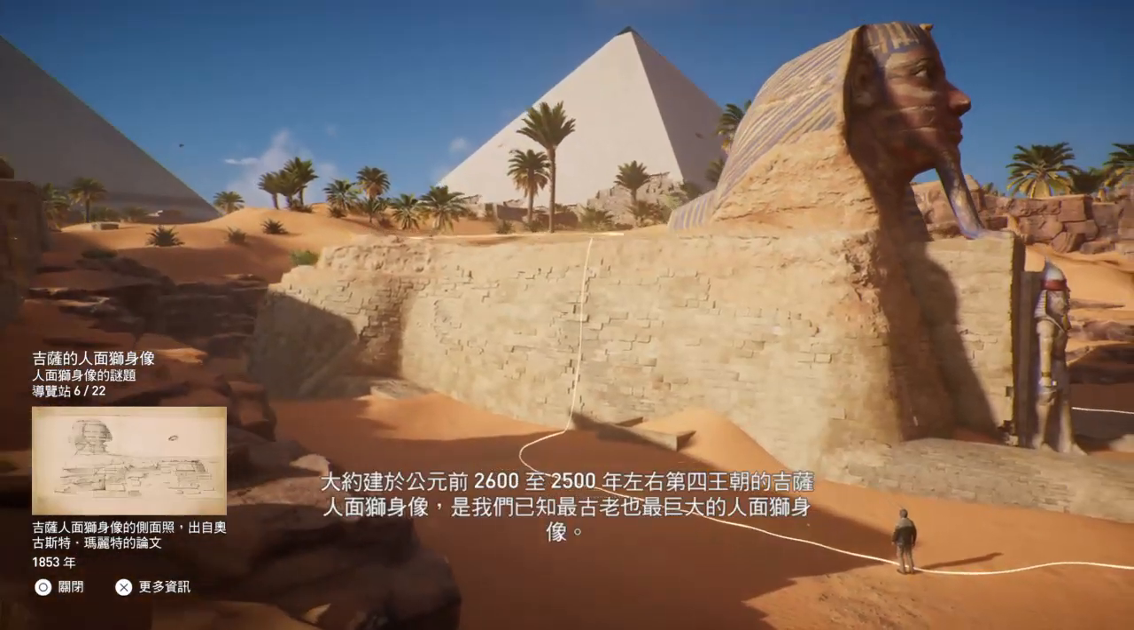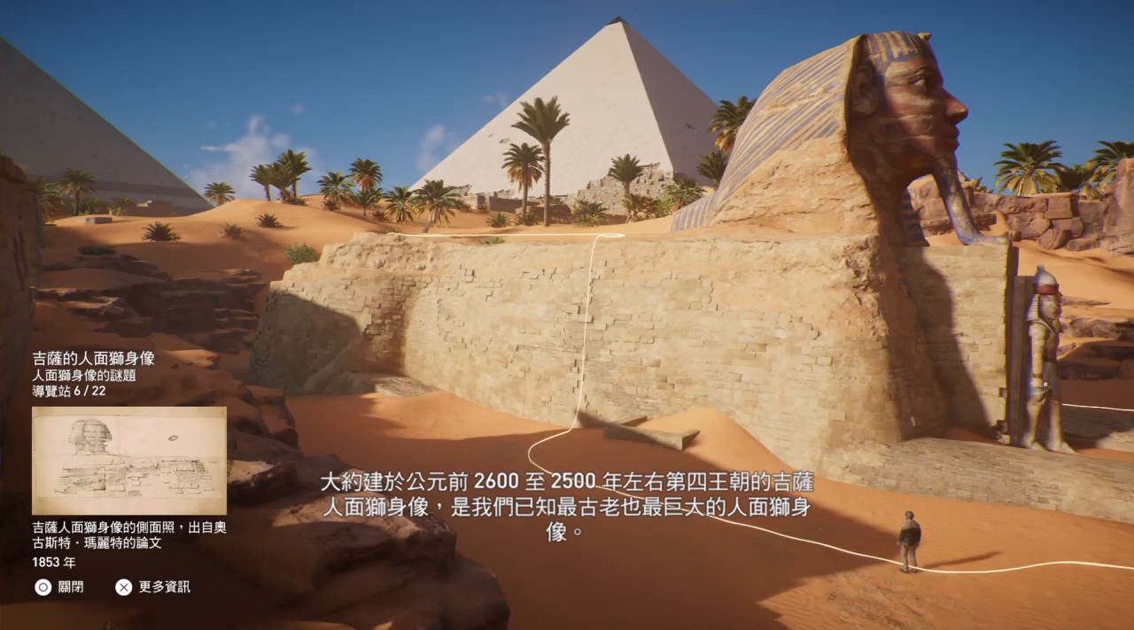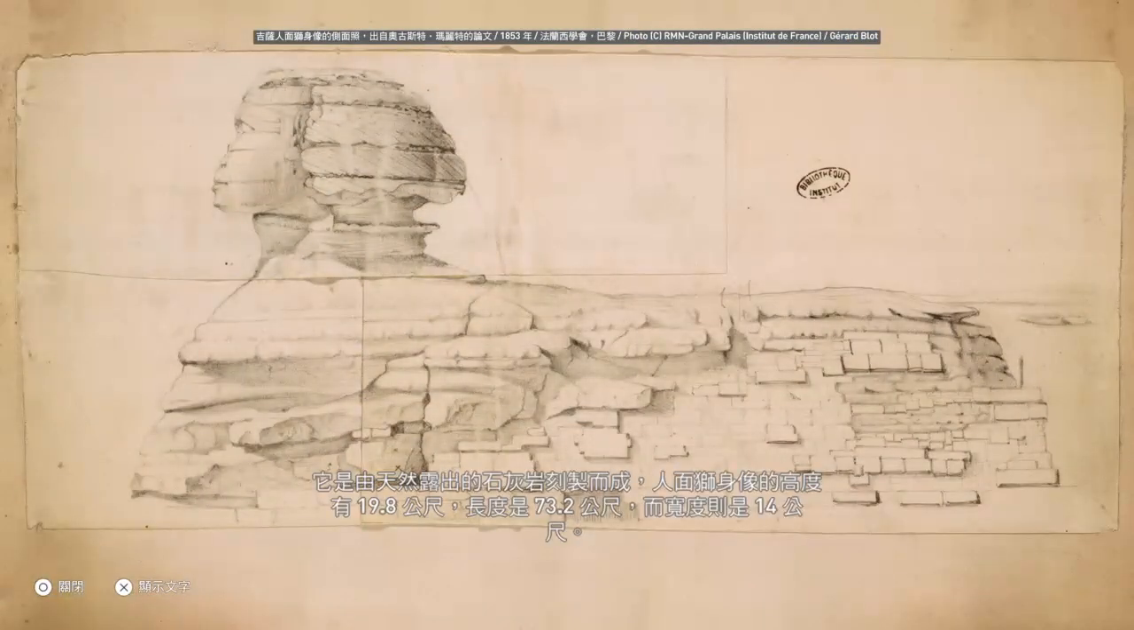Dating from the 4th dynasty, approximately 2600 to 2500 BCE, the Great Sphinx of Giza is the oldest and largest sphinx that we know of. Carved from a natural limestone outcrop, the Sphinx measures 19.8 meters in height, 73.2 meters in length, and 14 meters in width.